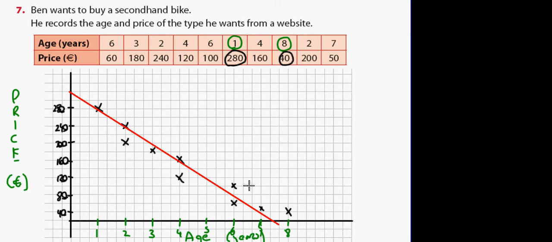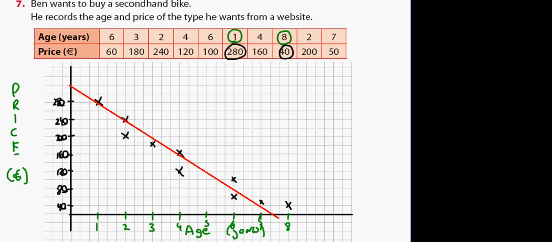Basically, Ben wants to buy a second-hand bike. He's looking at age and price for the type he wants. Basically, the older the bike is, the lower the price. The only real exception in money terms would be a really rare bike. If it's out of production, it could get really expensive as an antique. But that's very rare. In general, bikes get much less expensive as they get older.